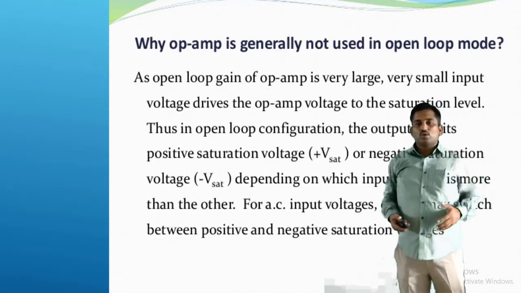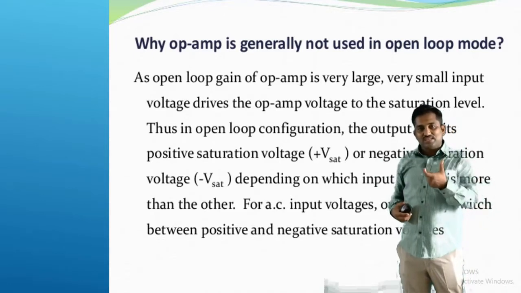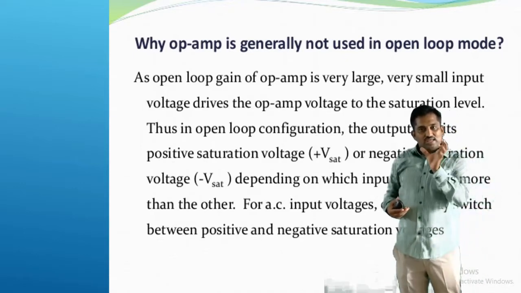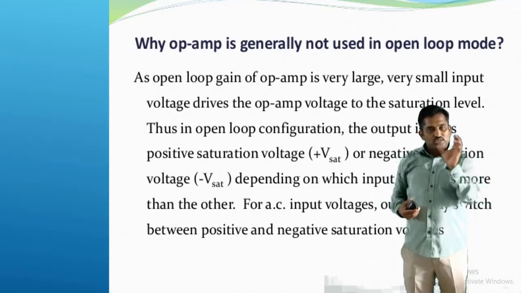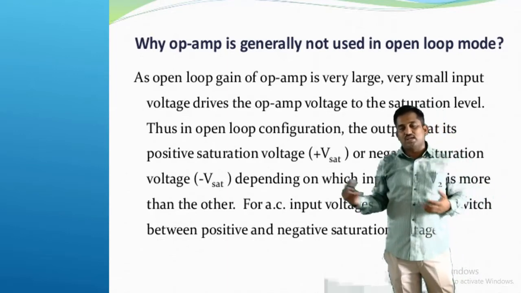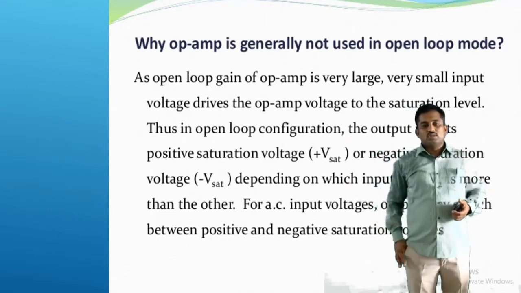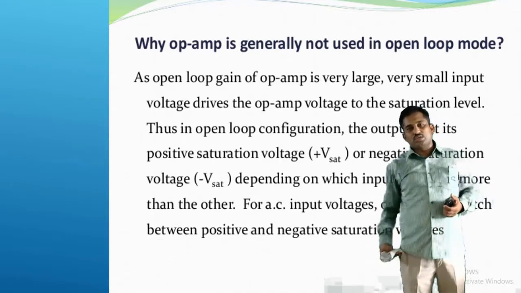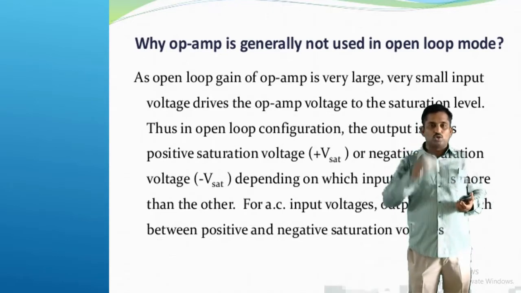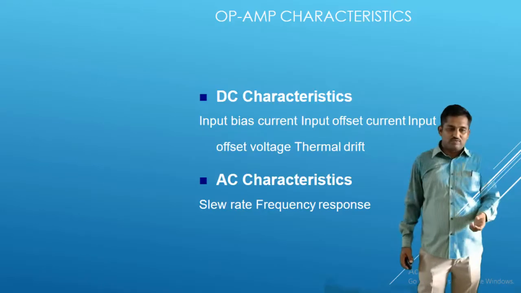Whereas coming to the closed loop op-amp, the gain will be less and there is a particular linear range for that closed loop op-amp. If the noise voltage is less than that linear range, then we will not get any distorted output. That's why in most of the cases, not always, most of the times, we use the op-amp in closed loop configuration rather than the open loop configuration.